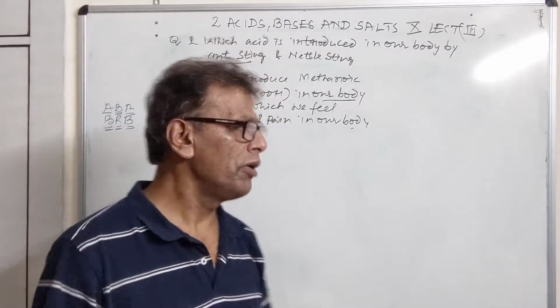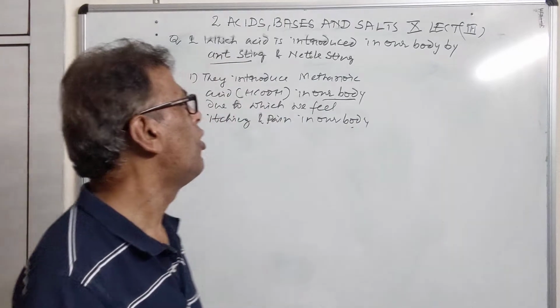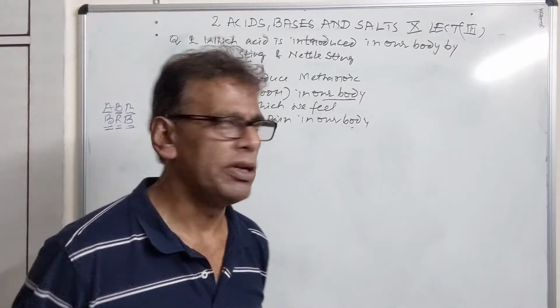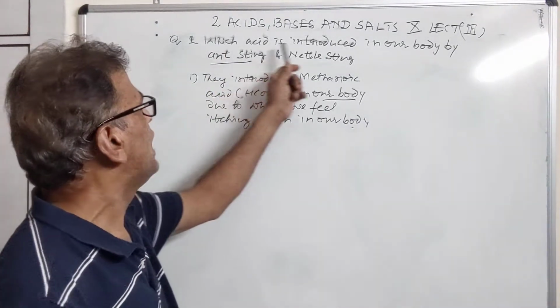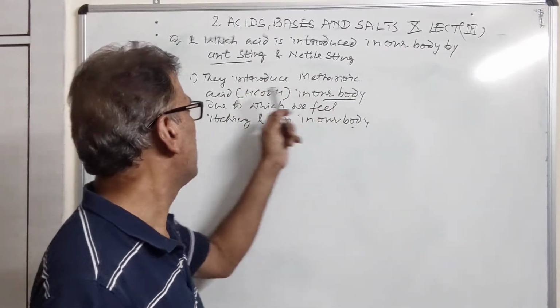So we are continuing with the second unit of the 10th class, that is acids, bases and salts. This is our lecture number 3. Now the question is, which acid is introduced in our body by ant sting and nettle sting?